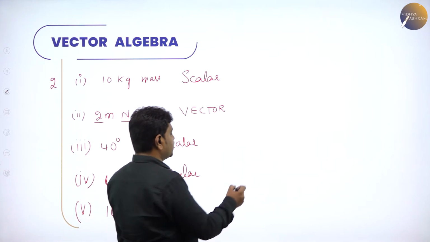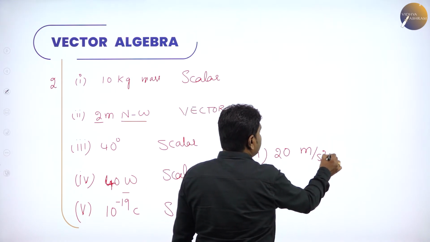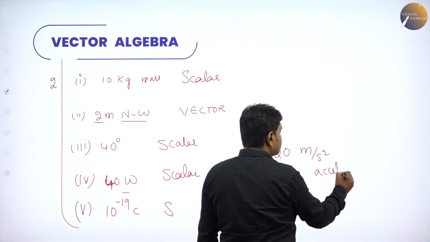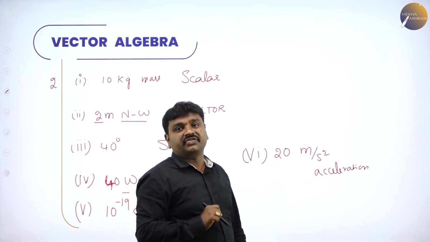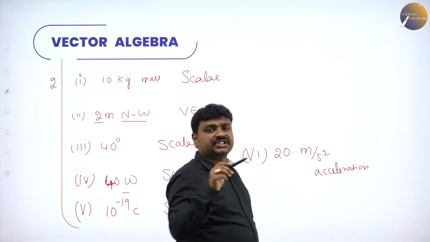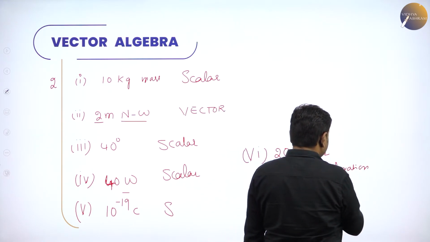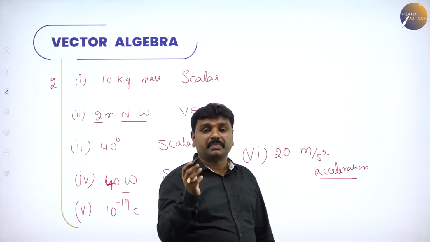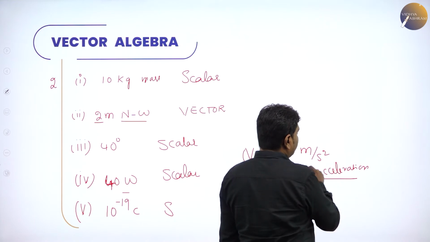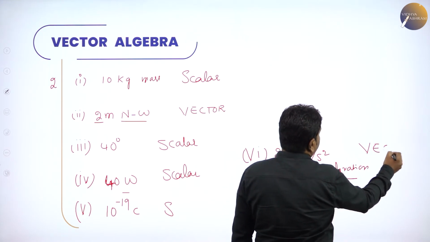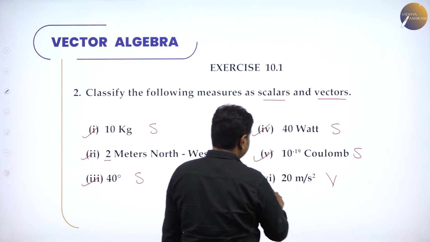And 20 meter per second square, the sixth one. 20 is a number. Meter per second square is the unit of acceleration, that's what you studied in your 11th standard physics. Acceleration means rate of change of velocity, so it depends on direction. Acceleration depends on magnitude as well as direction. So it has magnitude 20, and direction is also there. Therefore it is a vector.